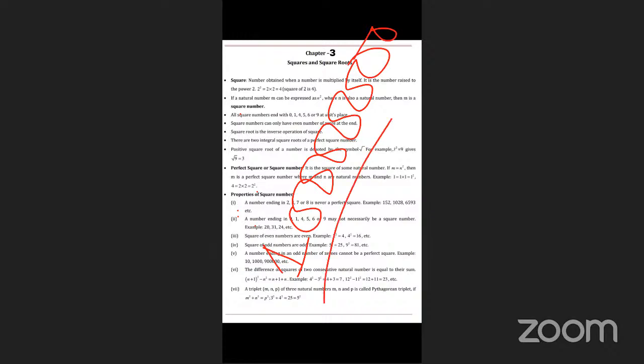Now, whom I ask, you have to give the answer. Ashik, you tell me, can this number be a perfect square number? No, it cannot be a perfect square number, because how many zeros are there? 1, 2, 3, 4, 5, 6, 7 zeros are there. That's why this number cannot be a perfect square number. Okay.